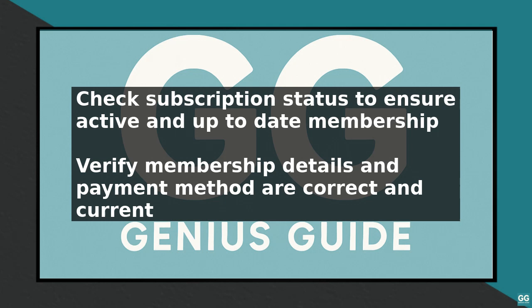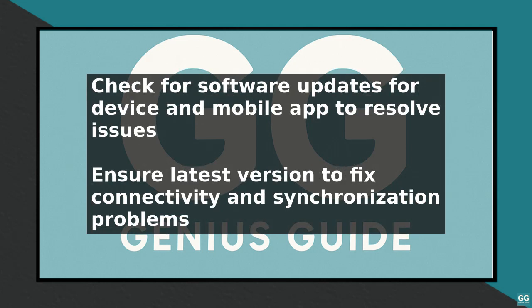Next, check for any software updates for your Whoop device and the mobile app. Ensuring you have the latest version can often resolve connectivity and synchronization issues. If your device is not syncing with your phone, try restarting both devices and then attempt to sync again.